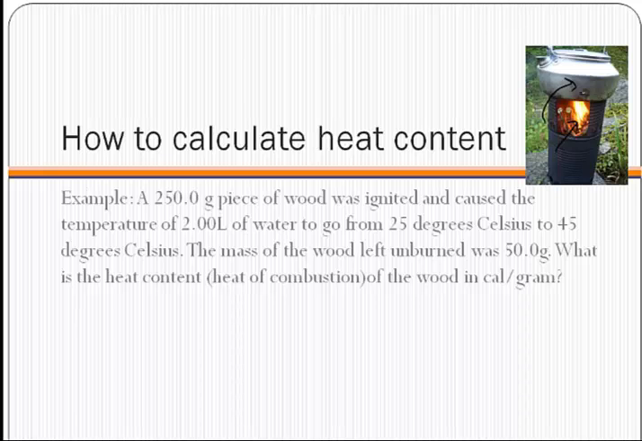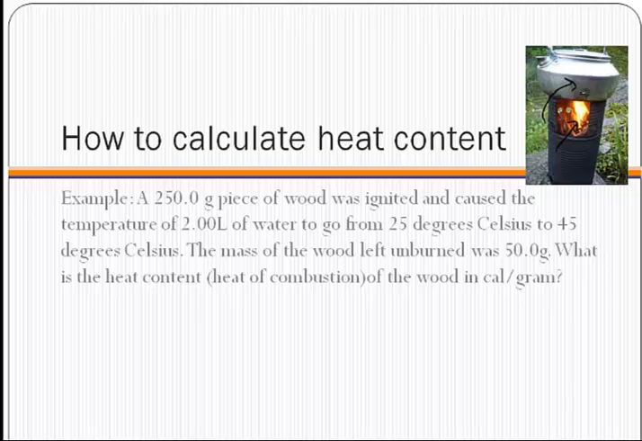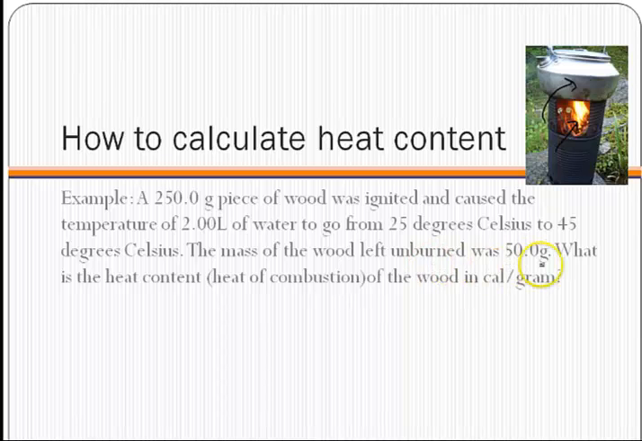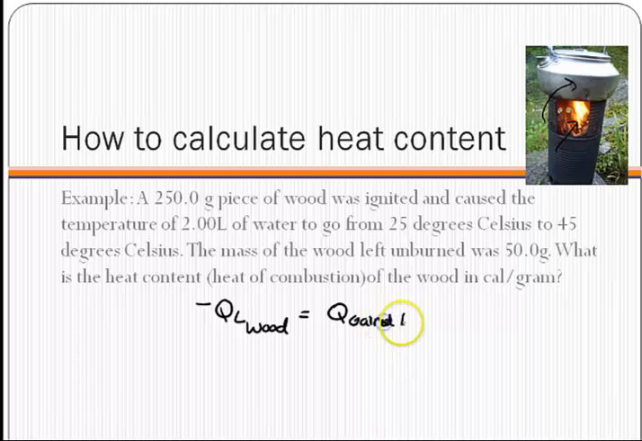We have a 250 gram piece of wood that ignited and caused the temperature of 2 liters of water to go from 25 degrees Celsius to 45 degrees Celsius. The mass of the wood left unburned was 50 grams. That's very important to know. So we want to know: what is the heat content, or heat of combustion, of the wood in calories per gram? This goes to the idea again: the energy lost by the wood will equal the energy gained by the water.